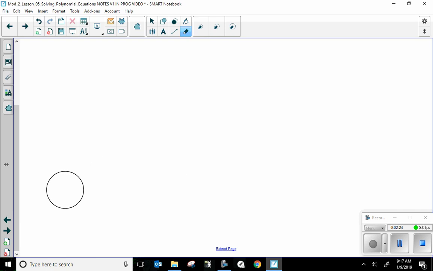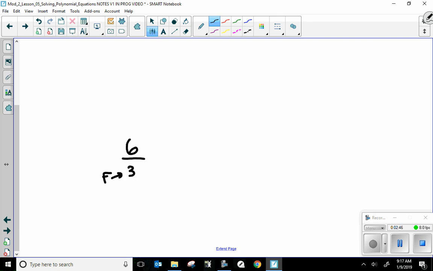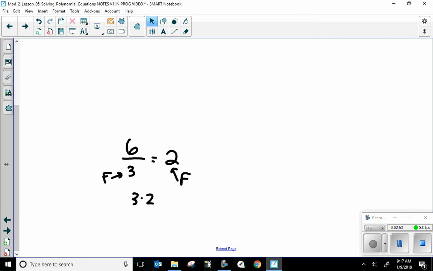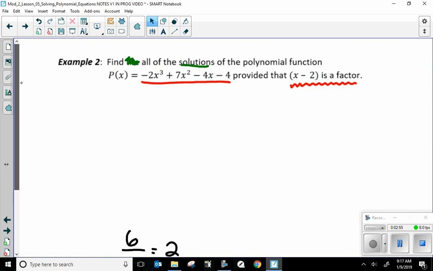So if I have one factor and I divide something by that one factor, I get the other factor. It's just like how we did reverse tabular. If I have, let's call it 6, and I know that 3 is a factor, this is one of my factors. If I divide that out, I get the other factor because 3 times 2 is 6, okay? Keeping that in mind, let's go back up here and get rid of this.